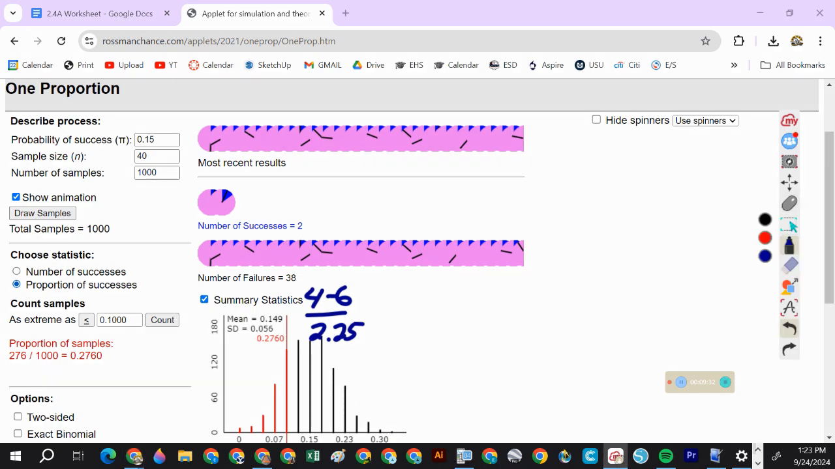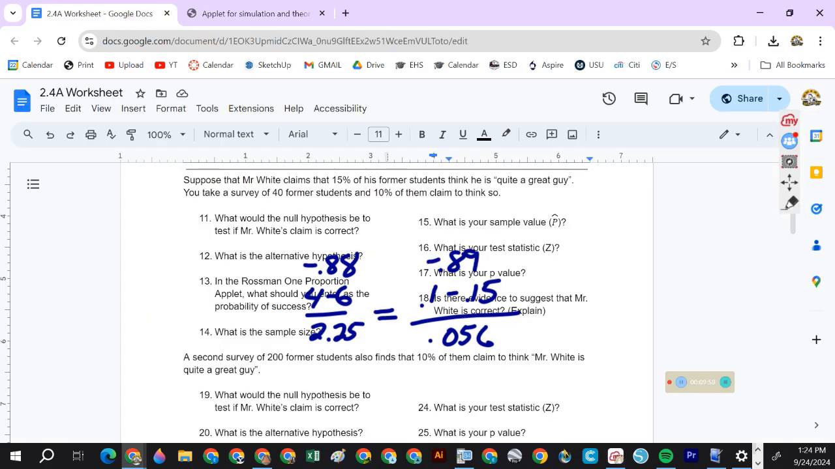So here, if I take my sample statistic of 0.1 and subtract the expected value, or the null hypothesis, and divide it by 0.056, those two values are going to be the same. And this one ends up being negative 0.88, and this one ends up being negative 0.89. And they're not quite the same just because of a rounding error. So that gives us the answer to number 16, negative 0.89.